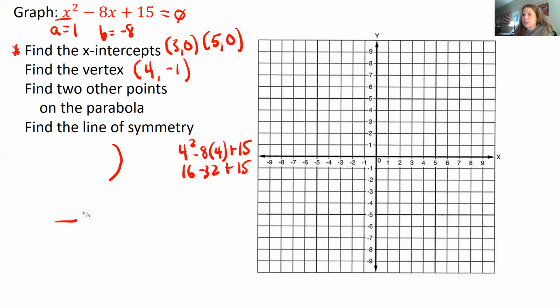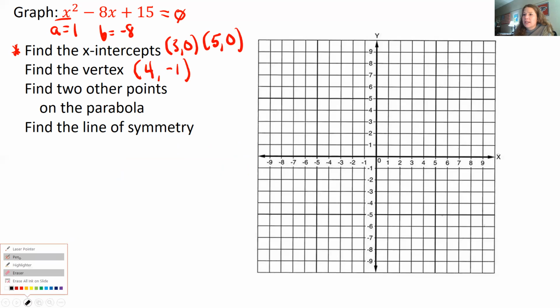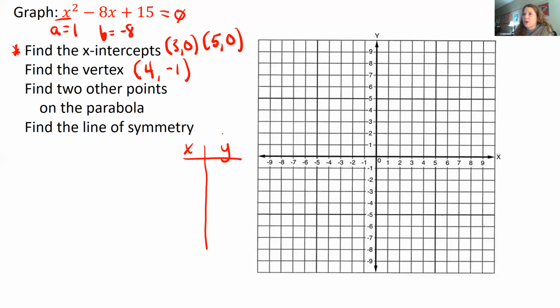It seems really familiar. All right, so anyway, now let's think about if we had a little t-chart. What do we already know? We know that when x is 3, y is 0. We know that when x is 4, y is negative 1. And we know when x is 5, y is 0. So it says find 2 other points besides those. So what comes between 3 and 4? We're going to do 3.5 and we're going to do 4.5. And since parabolas are symmetrical, these should be the same y value.